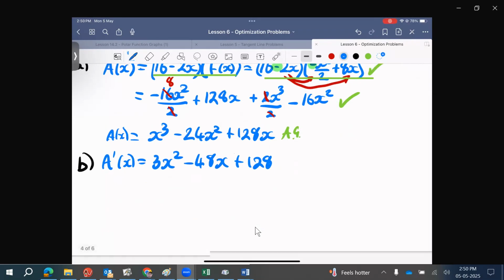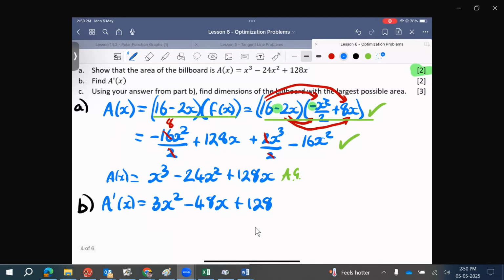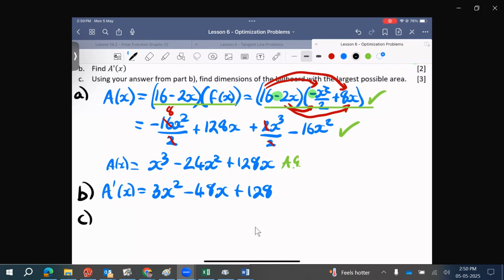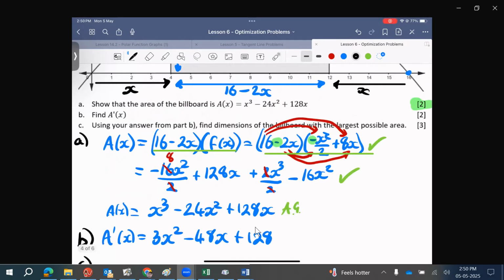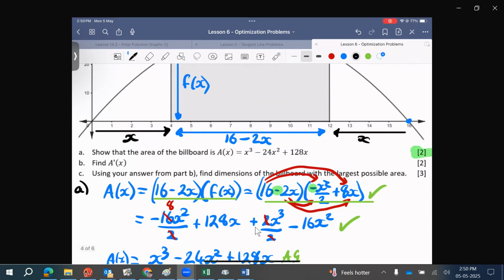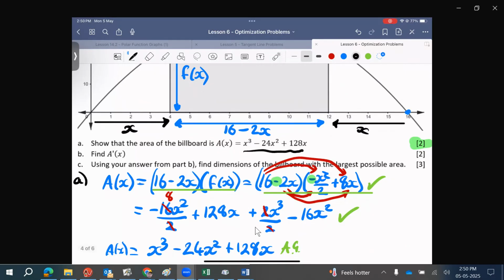Lastly, using this answer, find the dimensions of the billboard that will give the largest possible area. So for C, now obviously, with this question, we could just sketch the function given here. We could just sketch this on our calculator. We could sketch this function here for the area function. We sketch the area function on our calculator. We can see what the maximum area is going to be.